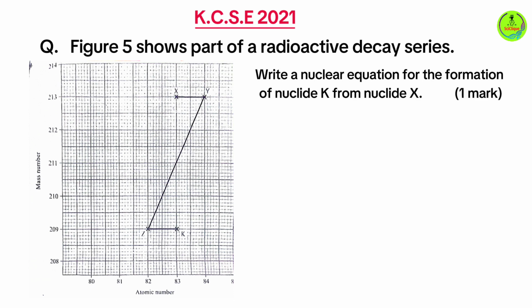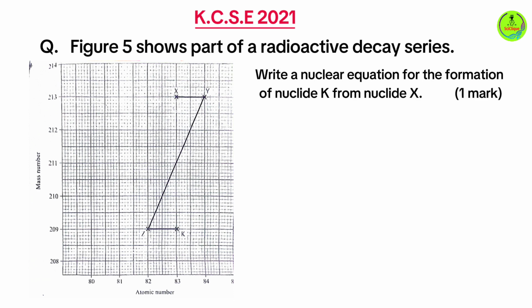So we are supposed to be getting our information from the graph. Clear, right? Okay, now let's start. So our parent nuclide in this case is X. X undergoes decay to form Y. Y undergoes further decay to form Z, until finally Z undergoes decay to form K. So we're being asked for a nuclear equation that summarizes the whole of this, starting from X to K.